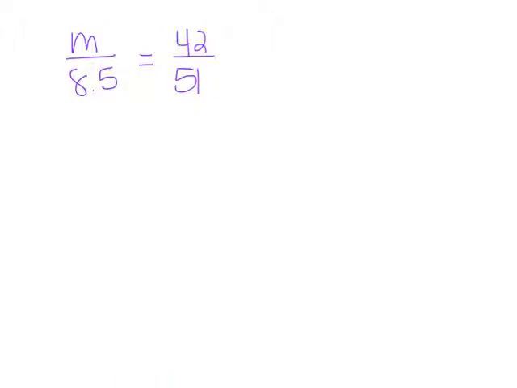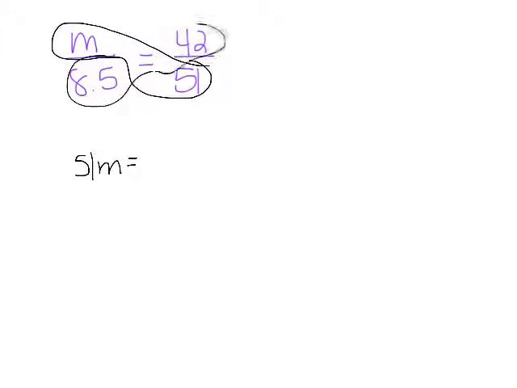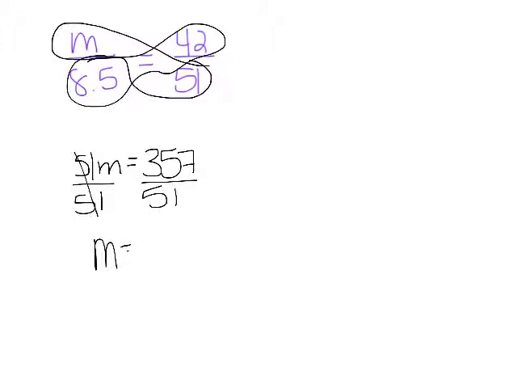Let's take a look at another example. I'm going to use cross products again. So 51 times m gives me 51m equals, and then 42 times 8.5 gives me 357. And then I'll divide by 51 on both sides. So m is going to equal 7.